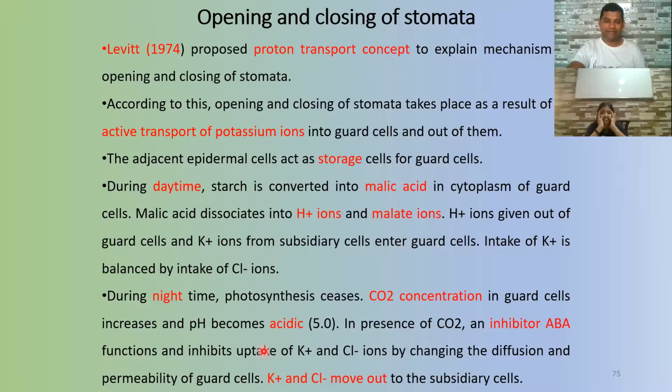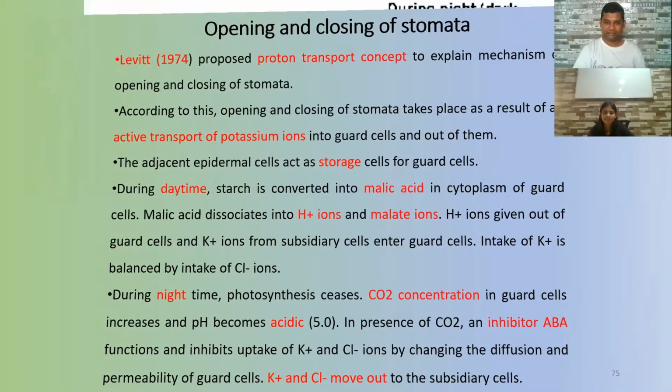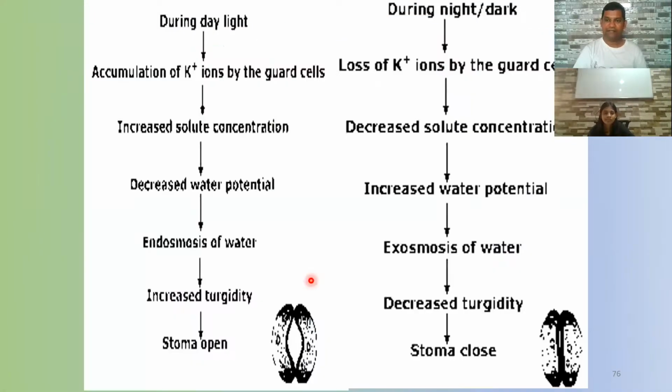Understood day and night time में क्या difference हो रहा है? Total opposite. Day time में K plus and Cl minus are intaken into the guard cell. And night time में K plus and Cl minus are given out of the guard cells. याद रखते हुए see the further steps. During the daytime, what is happening? Guard cells में K plus ions का accumulation हो रहा है.